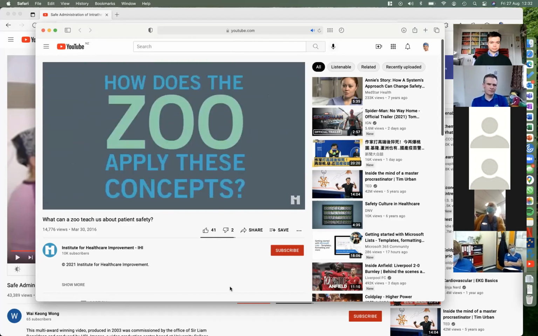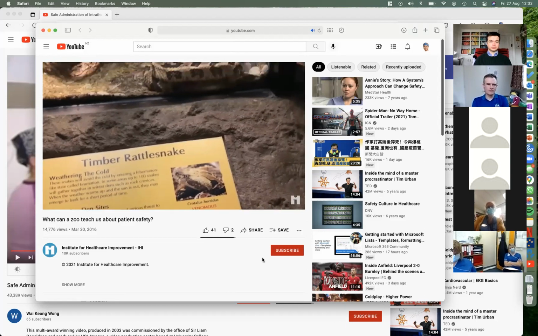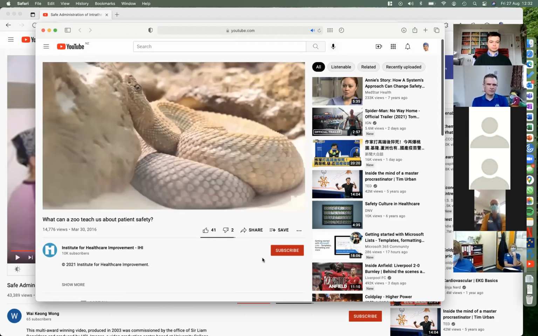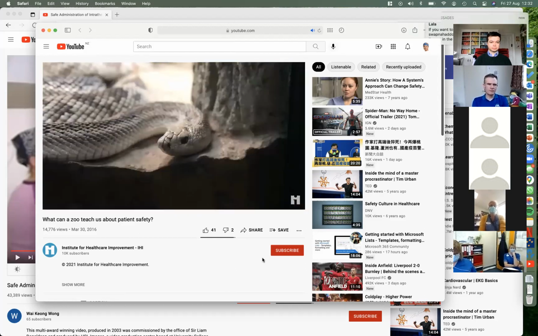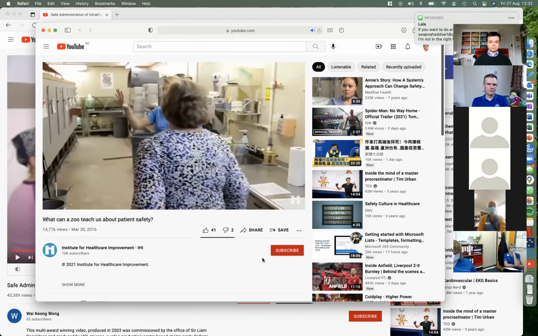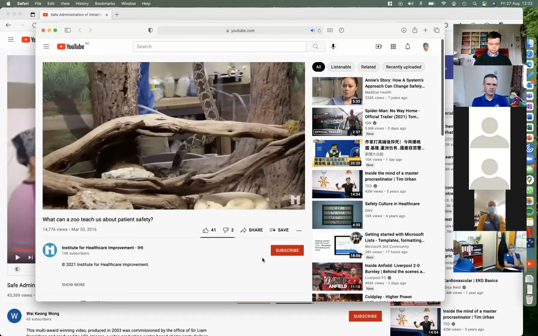How does the zoo apply those concepts when handling venomous snakes? My name is Michelle Hoffman. I'm a reptile keeper at the Central Florida Zoo. I've been here for 4 years, and I work with one of the largest collections of venomous reptiles in the Southeast within AZA zoos. Michelle took us behind the scenes to show us how they stay safe when handling snakes, to clean their enclosures and to move them.